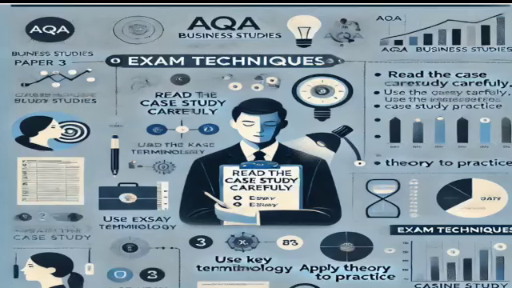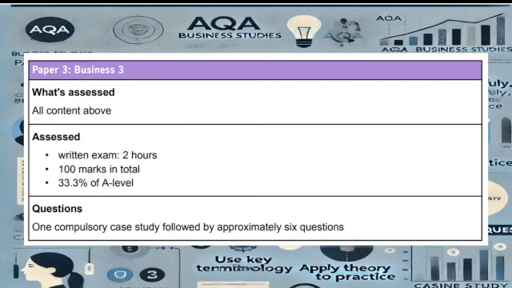This video is for AQA A-Level Business Studies. It's looking at paper 3 and the exam technique involved in the 12-mark analyse question. So just a reminder, paper 3 has one compulsory case study followed by approximately 6 questions. 2 of those 6 questions are the 12-mark analyse question.